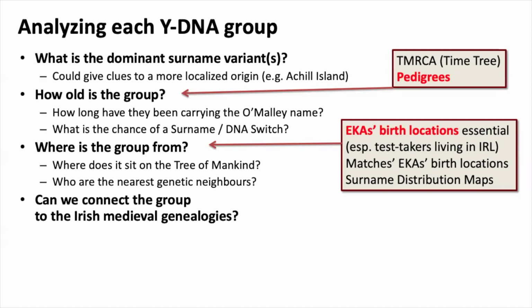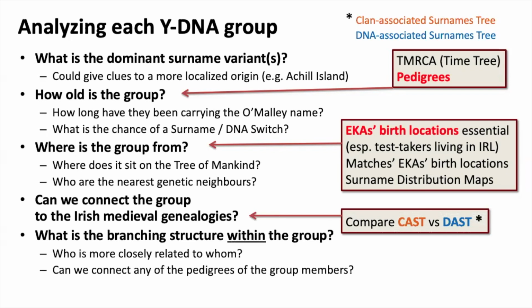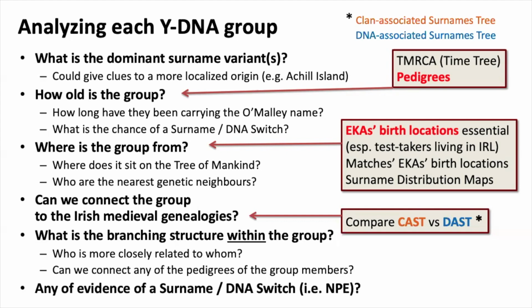We're also looking to see if we can connect to some of the Irish medieval genealogies, and we've done that with the O'Malleys. The genealogies aren't as correct as we'd like them to be, so that presents challenges. We compare the clan-associated surname tree with the DNA-associated surname tree. That's the methodology that we use. I won't go into it. We also look at the branching structure within the group to see how the Michigan O'Malleys are related to the people on the adjacent branch, and whether we can figure it out. It gives you an idea of which subgroup of O'Malleys you should be approaching for additional information. And like I say, is there any evidence of a surname or DNA switch?